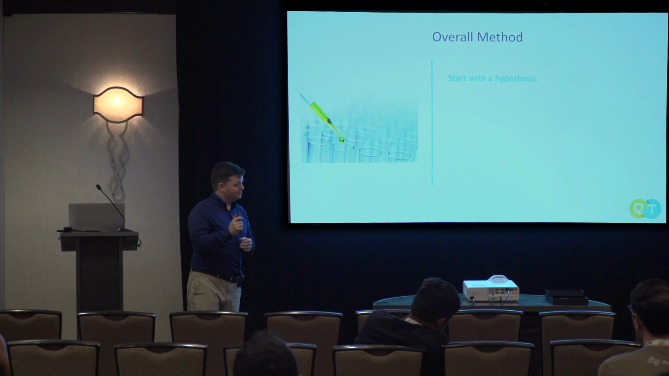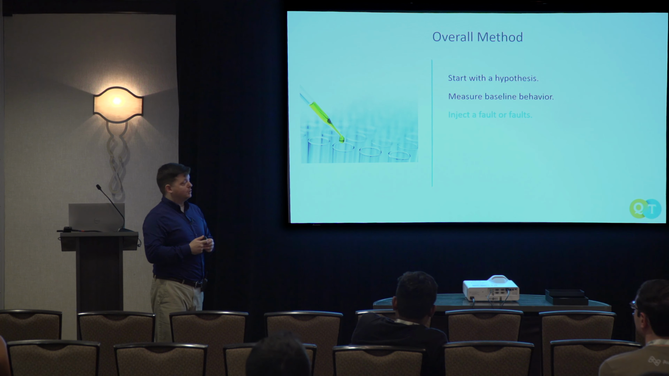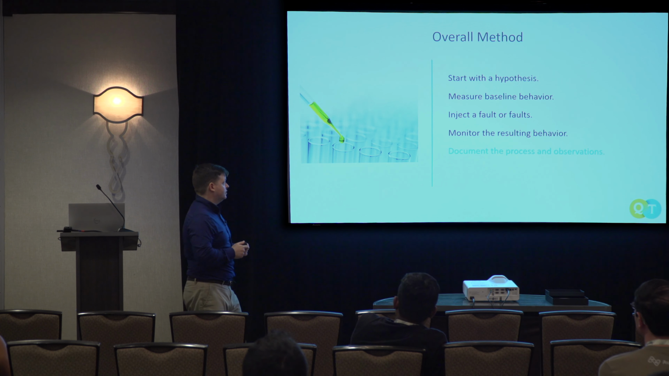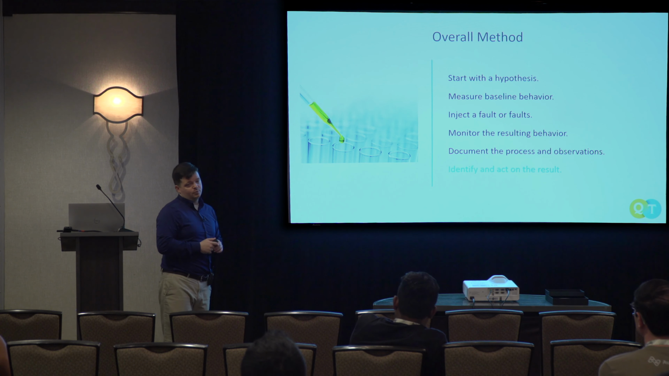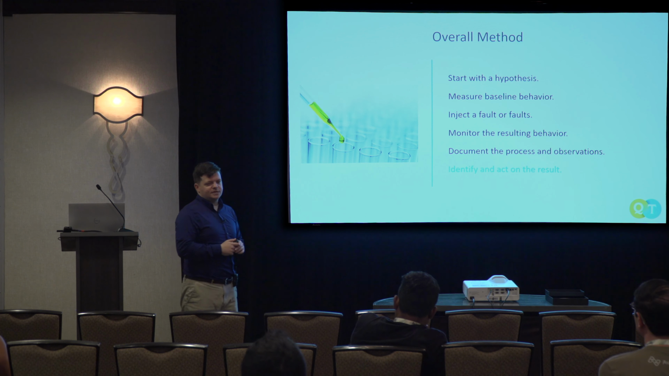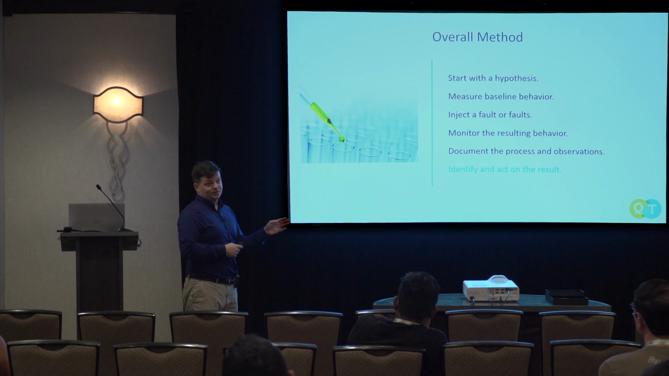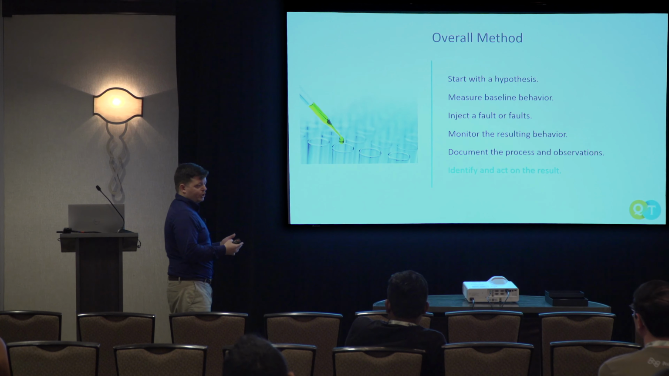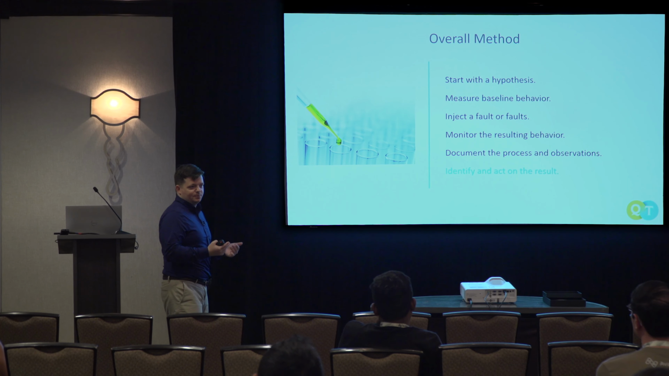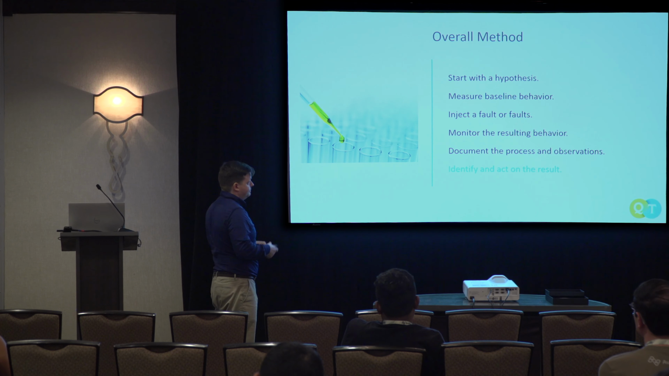So start with a hypothesis. Measure the baseline behavior before you inject your faults, then inject your faults, and then monitor the resulting behavior. Document the process and observations, and then identify and act on the result. So we let Cosmos DB fail over, and then nothing worked. Maybe all existing transactions to Cosmos DB failed and did not retry, and that didn't propagate right to the system, or something like that. Or you had an eventually consistent setup in Cosmos DB, so the record didn't write, and when you read later, it was wrong. That kind of thing.